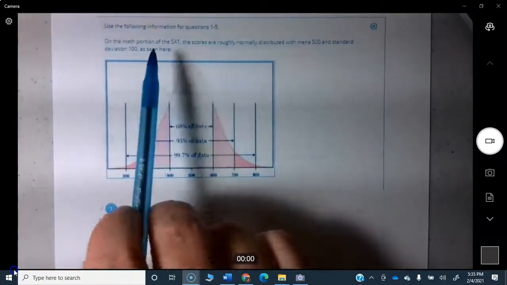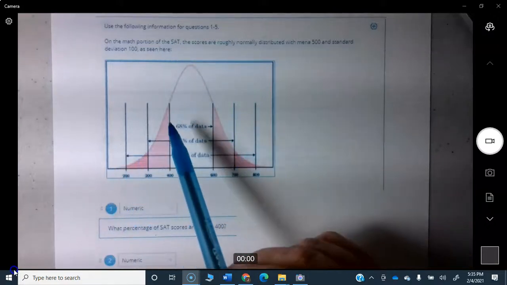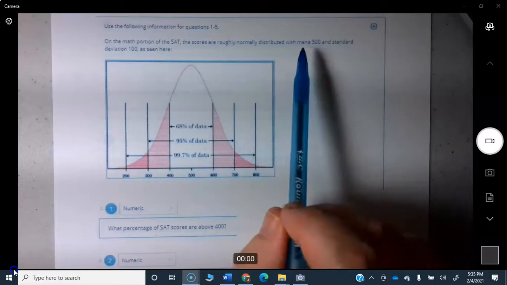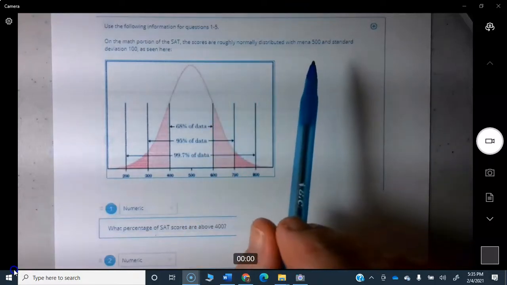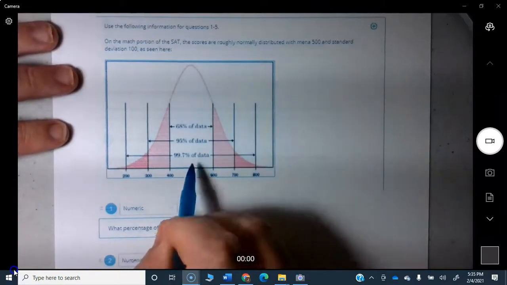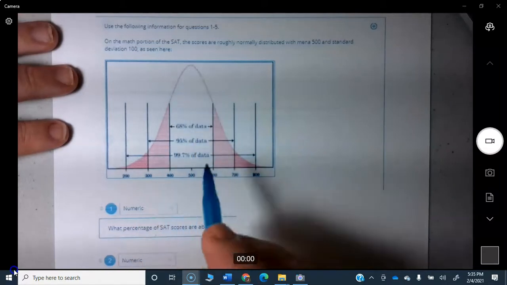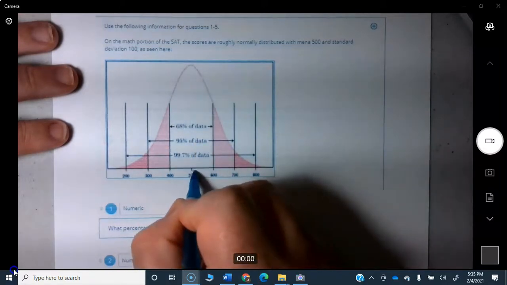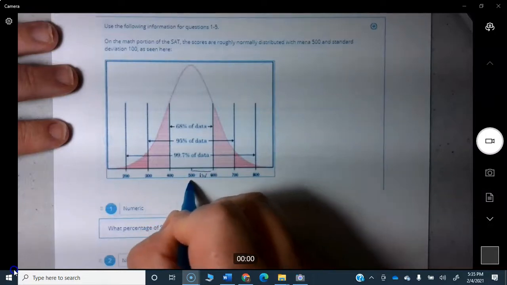So on the math portion of the SAT, the scores are roughly normally distributed. That means they have this bell-shaped curve with a mean of 500 and a standard deviation of 100, as seen here. So the mean is right here in the middle, underneath the highest point. That's the average. And a standard deviation is 100. So 500 to 600 is one standard deviation.